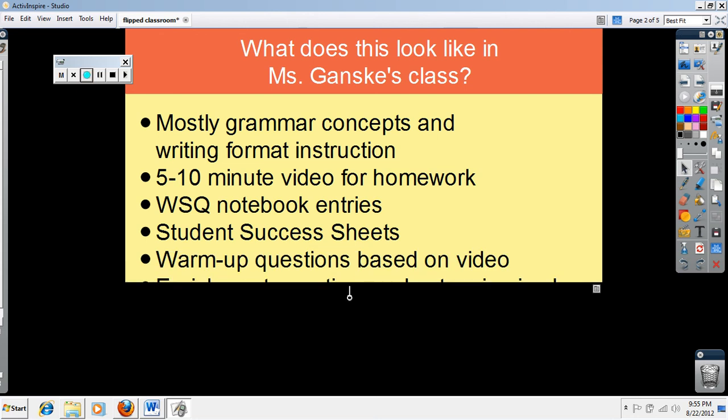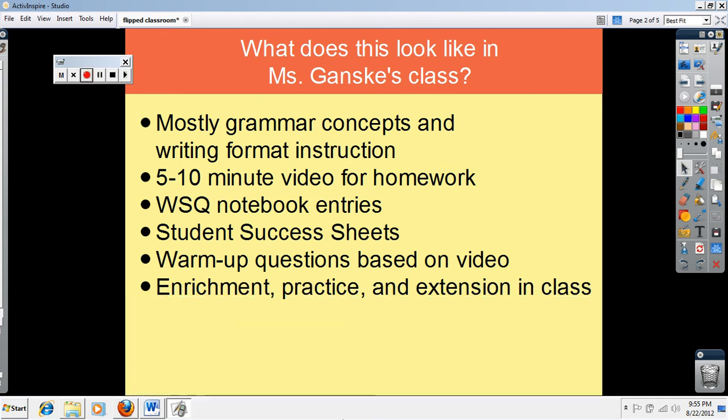When they come in the next day, there will be warm-up questions based on the video to let me know who's mastering the concept, who actually watched the video and who didn't, and then I can put them into groups based on that information. It'll be instant data. And then of course, we will be doing enrichment, practice, and extension in class.